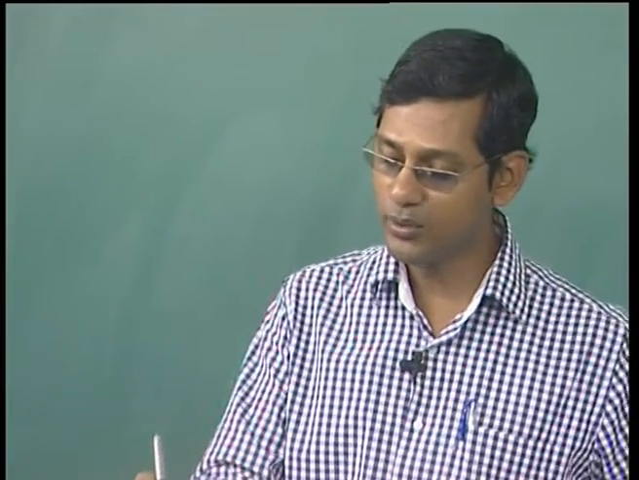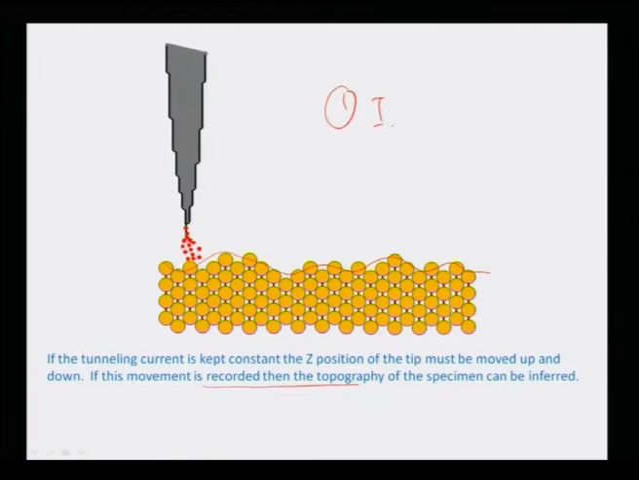So in the first case, we keep the tunneling current constant and move the tip. The tip is moved up and down to keep it constant, and the position of the tip is then used to plot and obtain a topographic image. This is the first, or the A we can say, mechanism of scanning tunneling microscope.